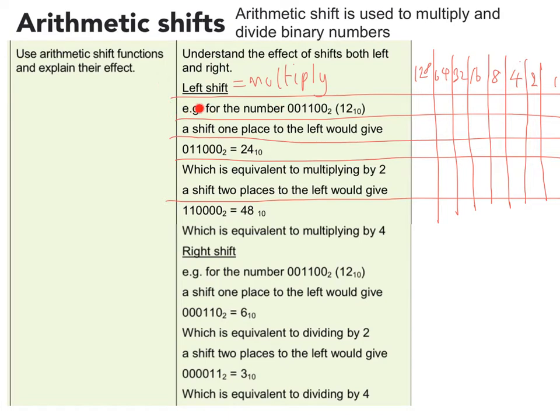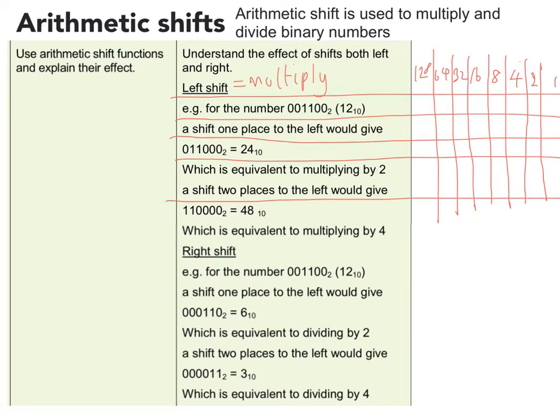So for example, the number 001100, which would equate to 12. A shift by one place to the left would give the answer 24, which is the equivalent of multiplying the number by 2. So to put this into practice, as one of our objectives is to actually be able to use an arithmetic shift, I'm going to take the number and actually enter it in binary just so we get a better understanding of what's actually happening.